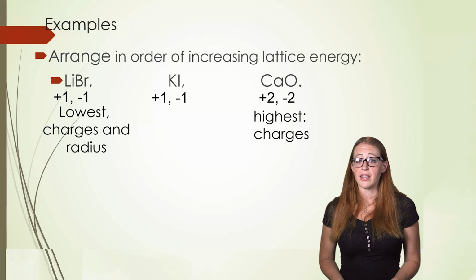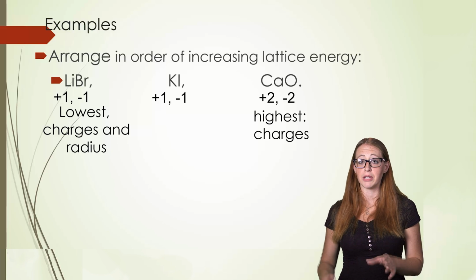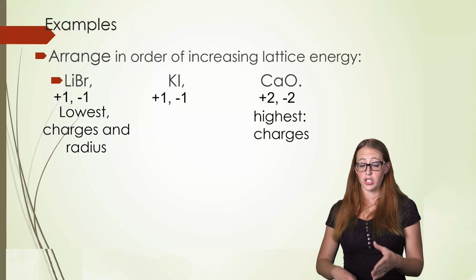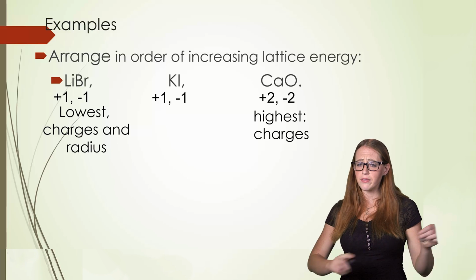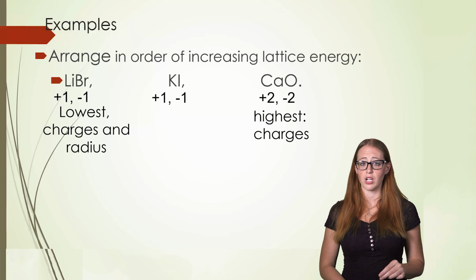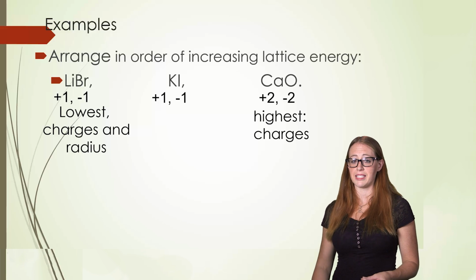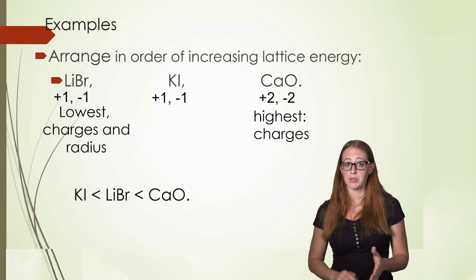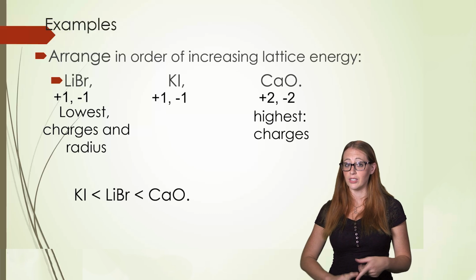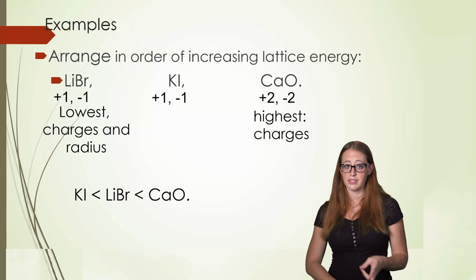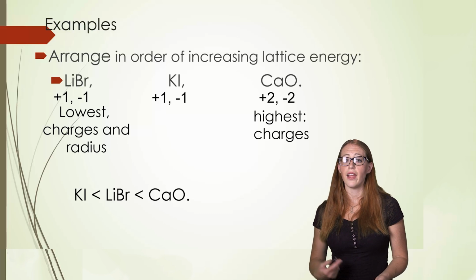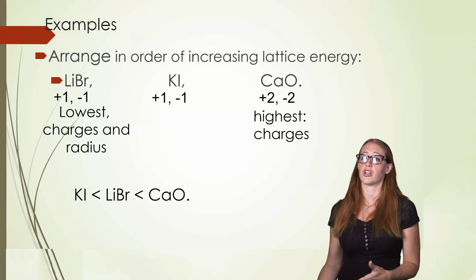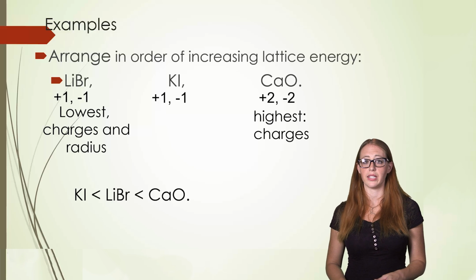So when we look at this, our potassium iodide is going to be our smallest in terms of lattice energy because it is our lowest charge. And then of the two that we are comparing with the same charge, it is our largest species. So it goes potassium iodide because of its low charge and large radius. Lithium bromide because of its low charge and it's also small radius. And then calcium oxide based on its charge. We're not even really going to look at radius for that one.